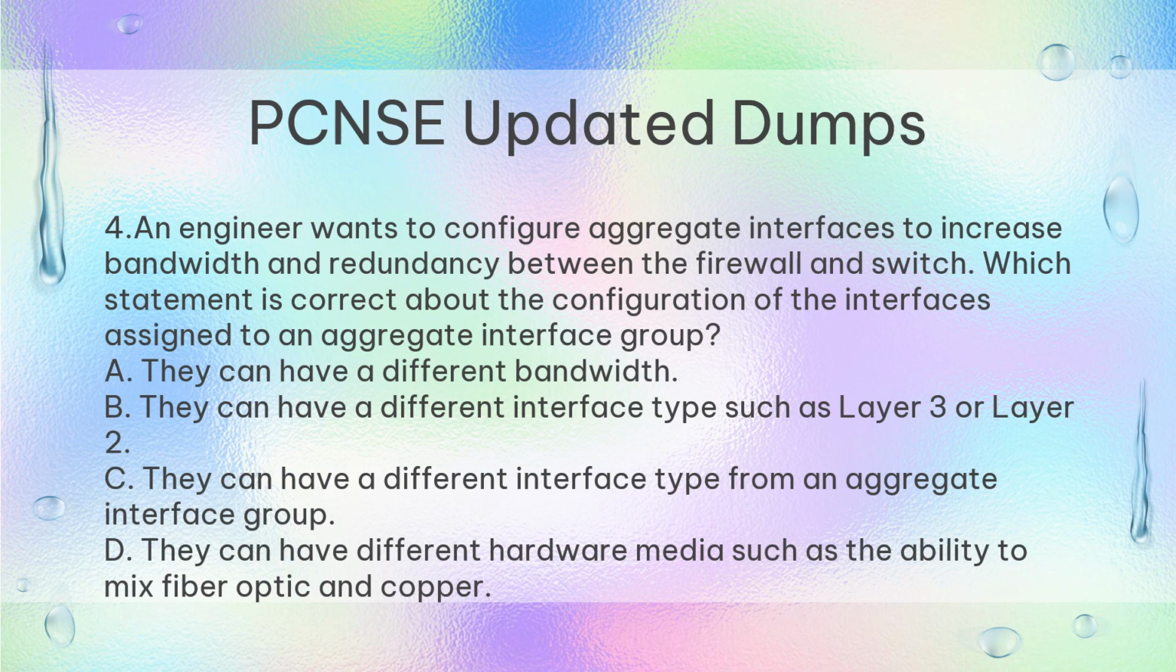4. An engineer wants to configure aggregate interfaces to increase bandwidth and redundancy between the firewall and switch. Which statement is correct about the configuration of the interfaces assigned to an aggregate interface group? A. They can have a different bandwidth. B. They can have a different interface type such as Layer 3 or Layer 2. C. They can have a different interface type from an aggregate interface group. D. They can have different hardware media such as the ability to mix fiber optic and copper.